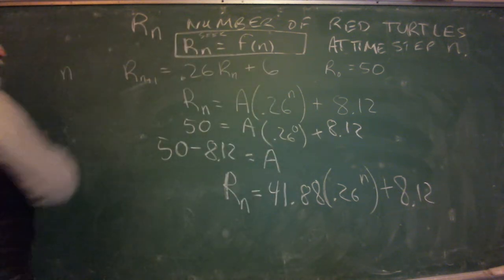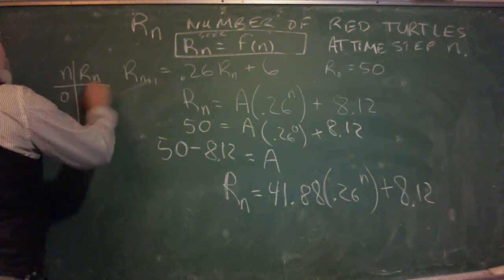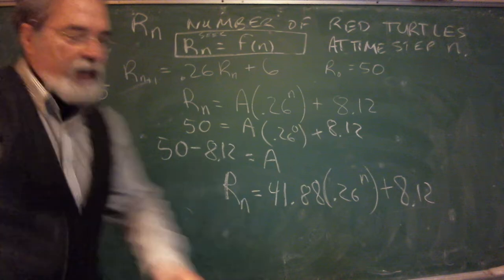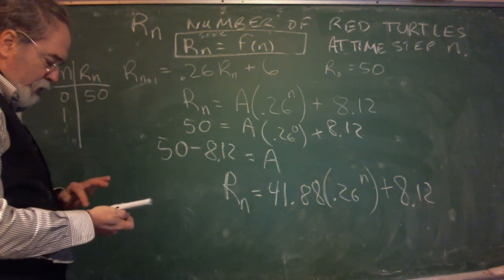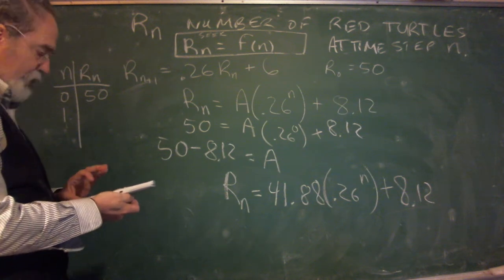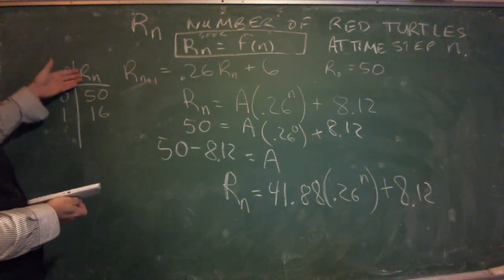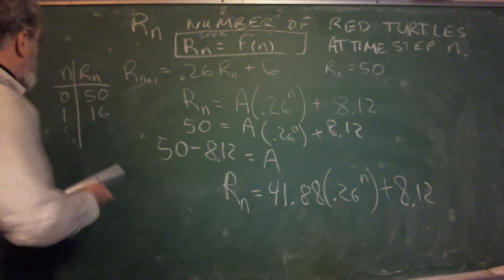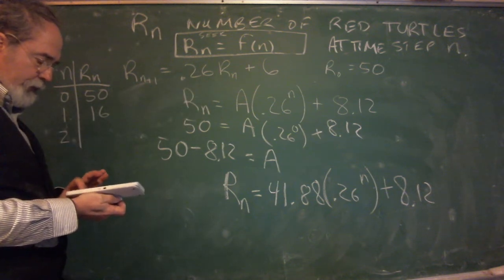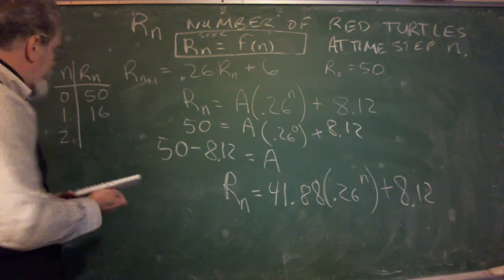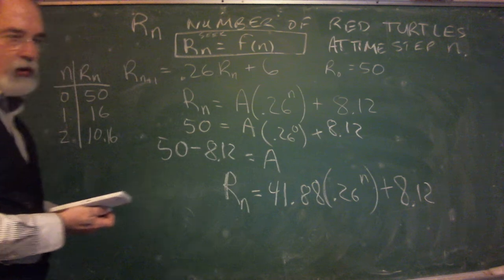So for n, r sub n: 0, 50; 1. You have to do this on your calculator, which I'm about to do: 0.26 times 50 plus 6. And I get 16. Wow, the number of red turtles went from 50 to 16. Looks like the cartoon. Time step 2: I take the 16 times 0.26, add the 6, and I get 10.16. Wow, we're already getting very close to the equilibrium of 8.12, and it's only 2 time steps.